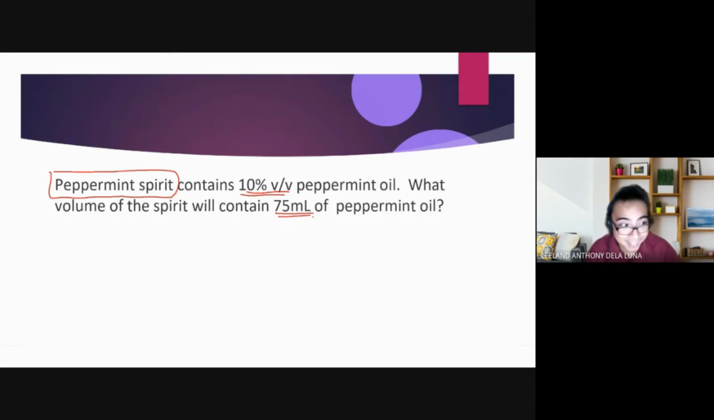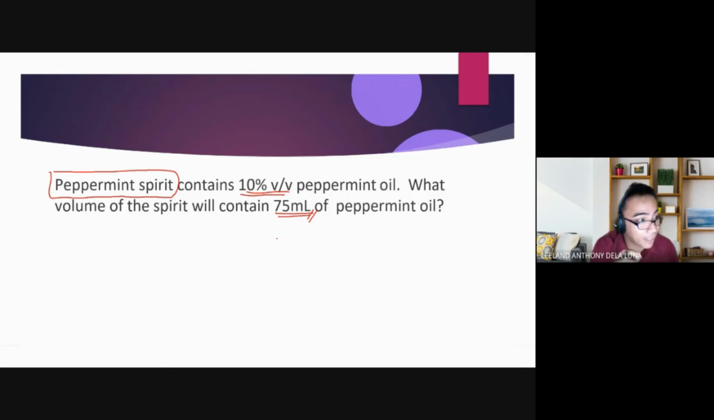Right? In practice, class, usually ang kinocompute ko dito is how much peppermint oil do I need to put to make a certain amount of total volume. In practice, ganun yun. Pero in this case, for the sake of computation lang, para malaman nyo na pwede palang gawin ito, okay? So, binigay natin, inuubos na lang yung 75 ml nilang peppermint oil para makagawa ng peppermint spirit.